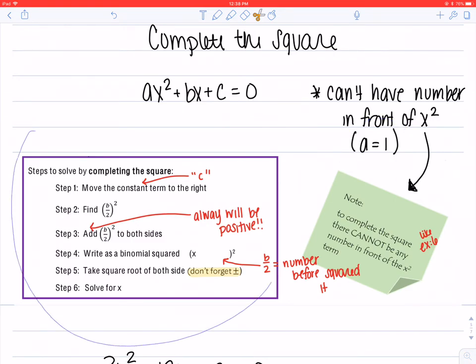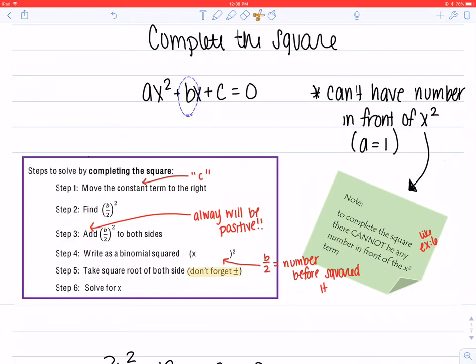These steps are the same exact steps from class. They're going to work every single time for completing the square. So you're going to move over c, find b divided by 2, b being the number in front of the x, divided by 2, square it, add that thing to both sides. Because you are squaring that number, it will always be positive. Make sure when you put that in your calculator, you put parentheses around the number and then you square it.